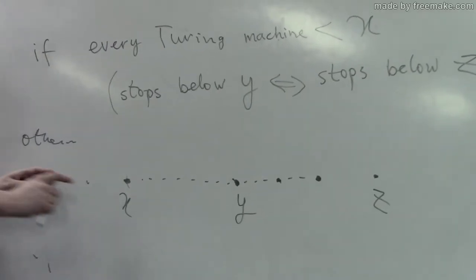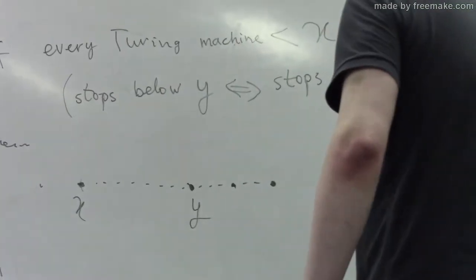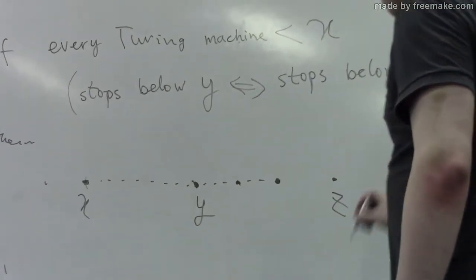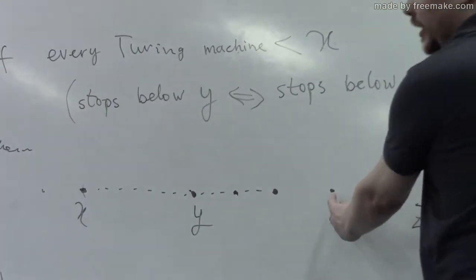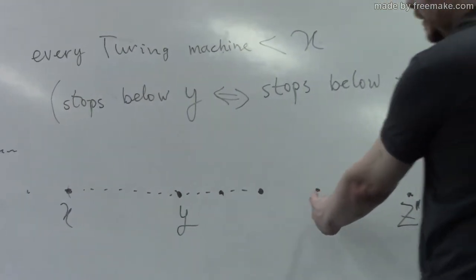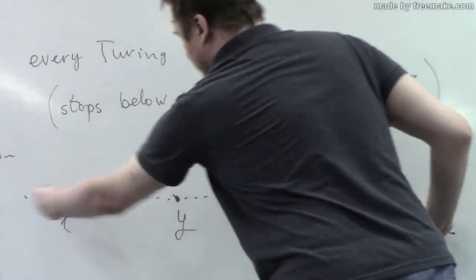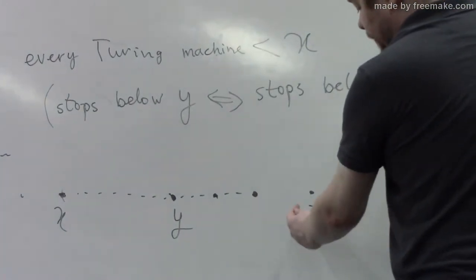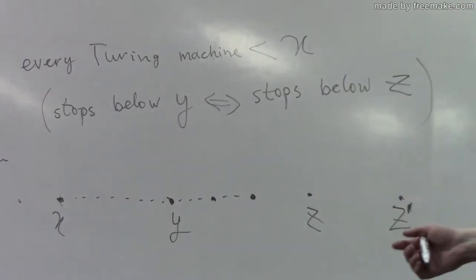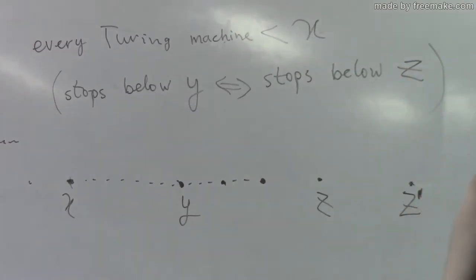By indiscernibility, then consider z and z prime. Then x, z, z prime is of color 1 as well. But this Turing machine and all other finitely many of them stopped below z prime if and only if it stopped below z. So you do it finitely many times. Contradiction. So the color is 0.